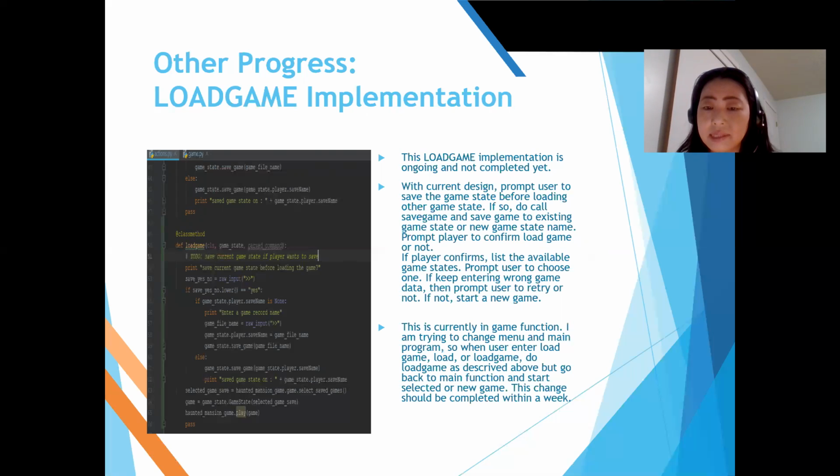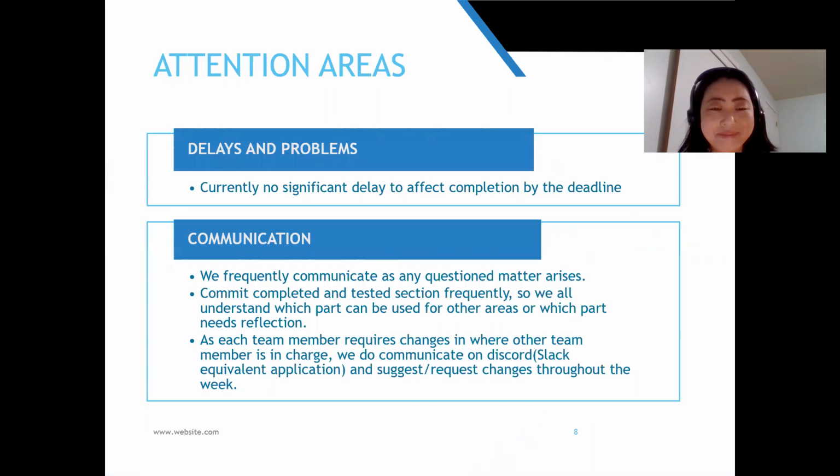This is currently an in-game function, and I'm trying to change the menu and the main program. So when the user enters load game, or no load game, it goes back to the main function and starts selecting a new game. This change should be completed within a week, and there are no significant delays to affect completion by the deadline.